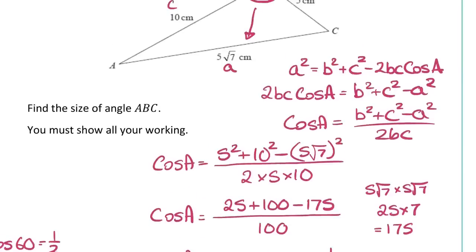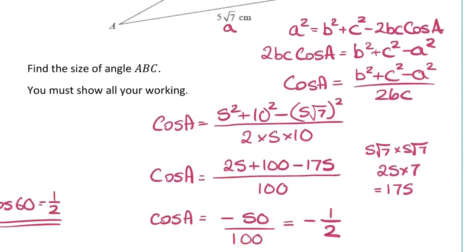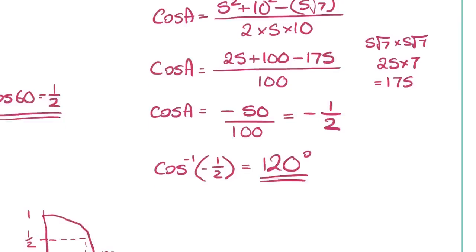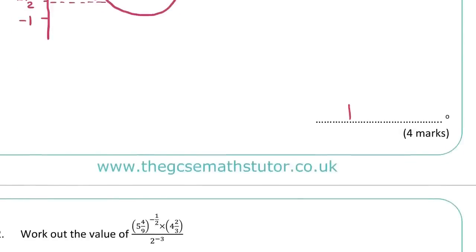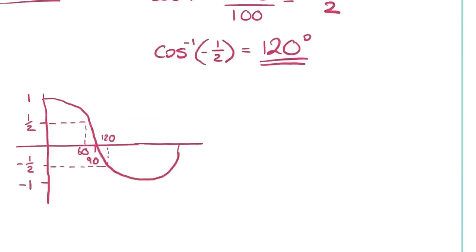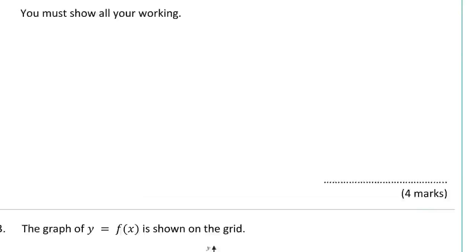Using the cosine rule, we had surds involved, a nasty fraction to simplify down to, and then this use of the graph here to think about exactly where that value would fall. So there we go, 120 degrees, final answer. I think that's probably the hardest one on here just because of that final step.